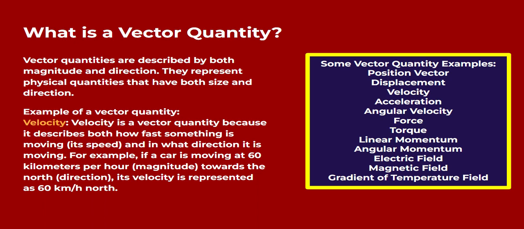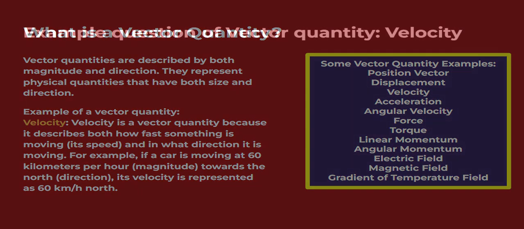Velocity is a vector quantity because it describes both how fast something is moving, its speed, and what direction it is moving. For example, if a car is moving at 60 kilometers per hour magnitude towards the north direction, its velocity is represented as 60 kilometers an hour north.